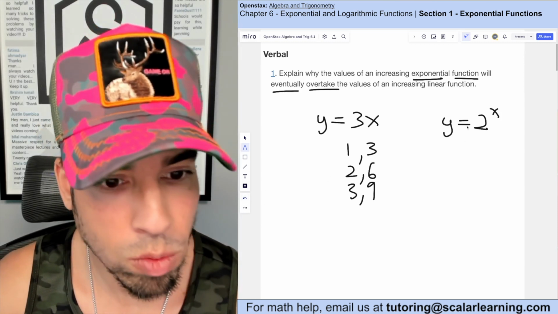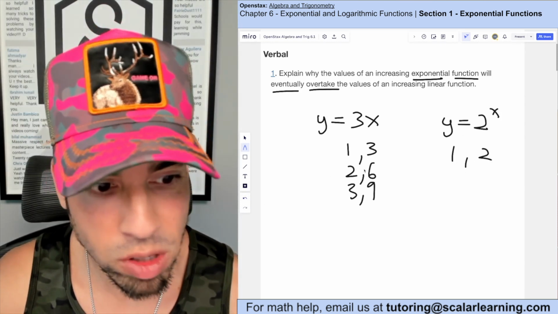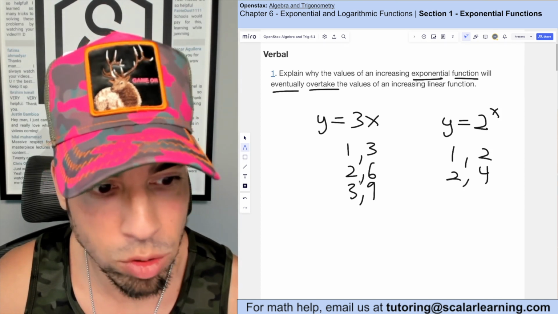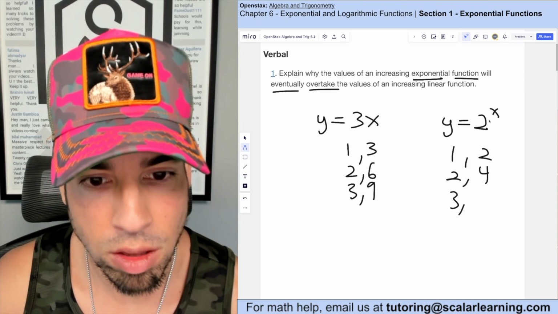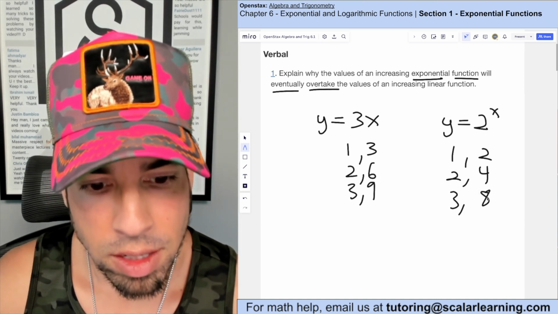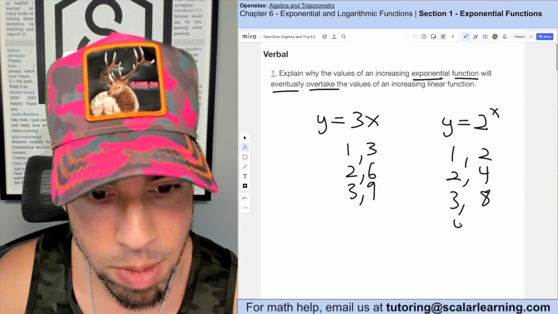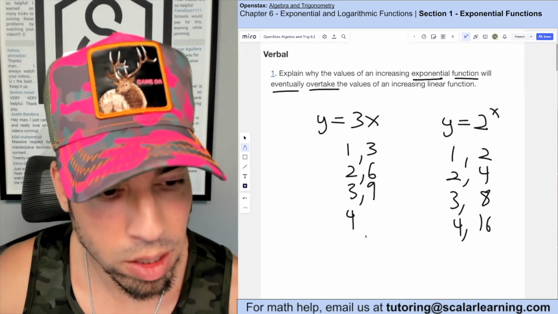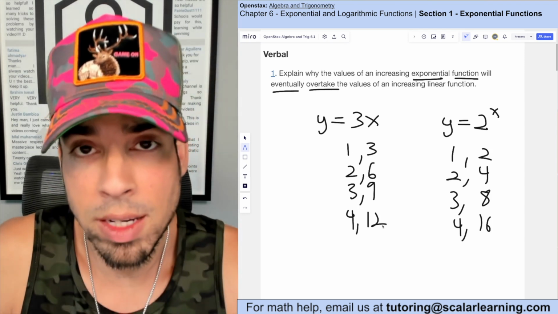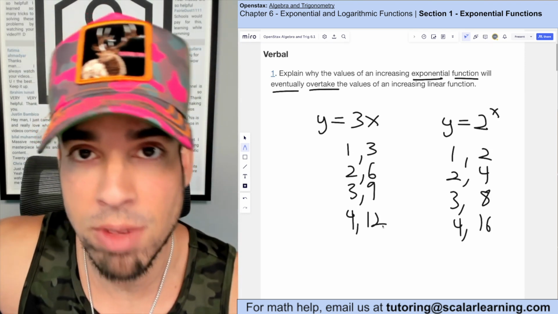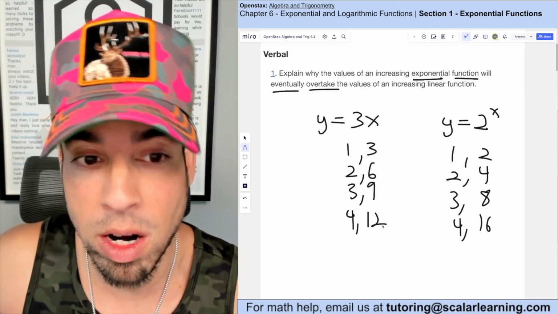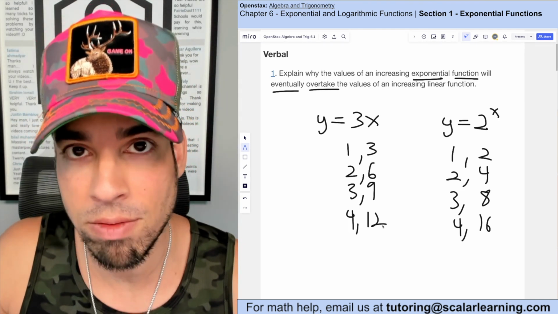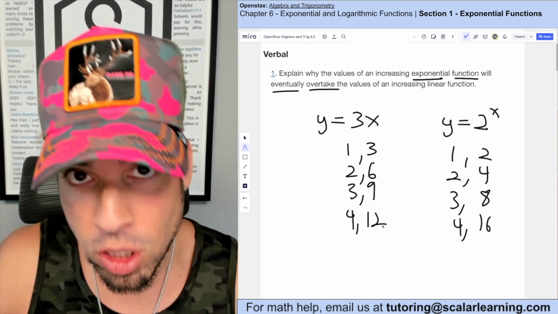So when we plug in 1, we're just getting 2. So we're starting smaller. But then when we plug in 2 for x, now it's 2 squared, which is 4, still smaller than 6. Then we plug in 3, 2 to the third is 8. Still smaller, but it seems to be increasing. What about 4, right? 2 to the fourth power is 16, whereas over here, we plug in 4 and we only get 12. So this is one example where the exponential will eventually overtake the linear. It just depends where. But this will be the general norm. An increasing exponential, of course, will eventually overtake linear.